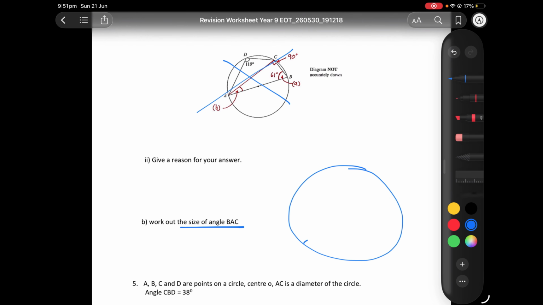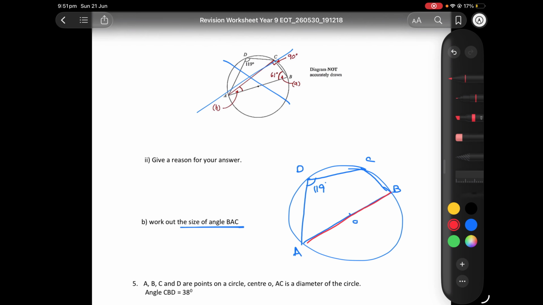This is there, and there is this line AB. AB is passing through the center O. The dot in the center represents O, and then we have a line here. This is the C, this is the D, and this is the A. So this is the figure they have given. They have given you an angle 119 degrees, and now they are asking you to work out the angle BAC.